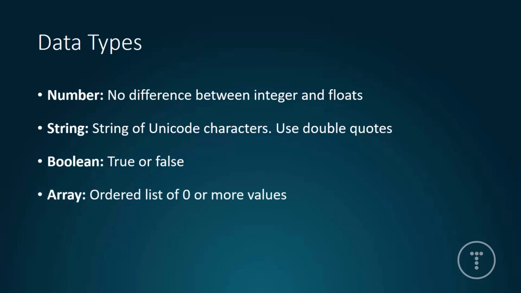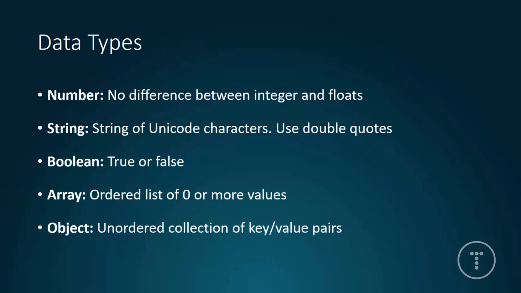We can use arrays, which are ordered lists of 0 or more values. Arrays are also wrapped in square brackets, just like in regular JavaScript and just about any other programming language. We can also embed child objects, which are an unordered collection of key value pairs, and we can have multi-tiered objects embedded in the JSON object. And lastly, we have null, which is an empty value.